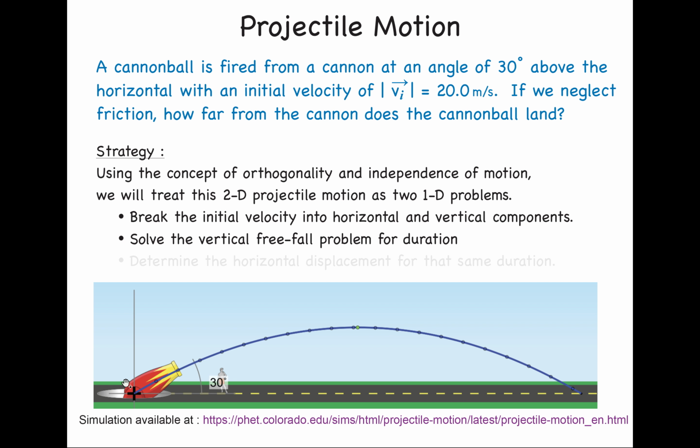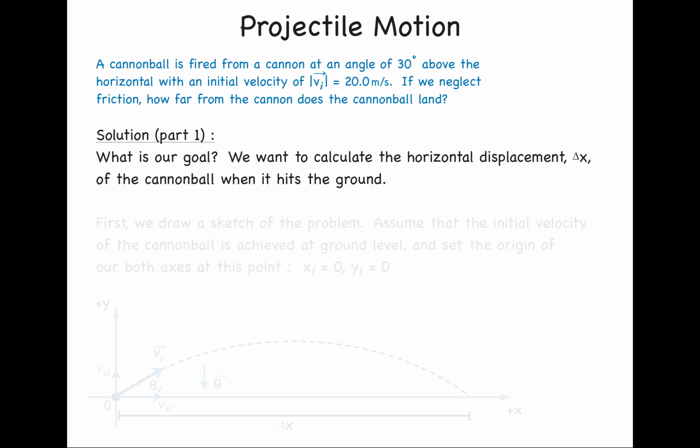So if we know the duration of the motion this way, we also know the duration of the motion this way. And if we have the duration and we know its initial velocity in the x direction, then we can easily figure out the displacement from delta x equals v delta t, because there's no acceleration in the x direction. So let's go about doing that.